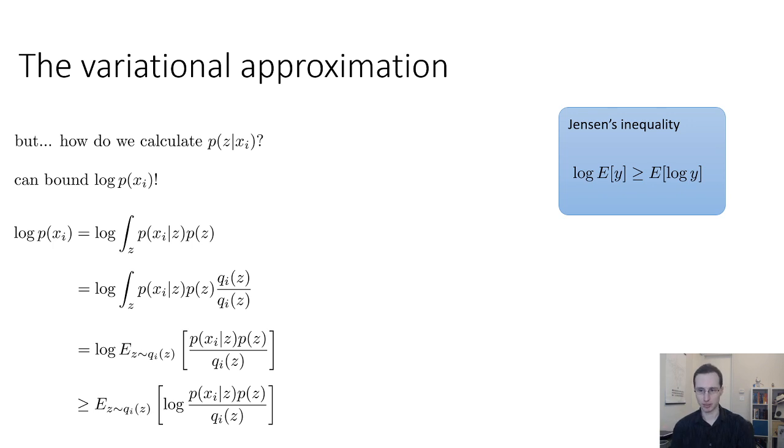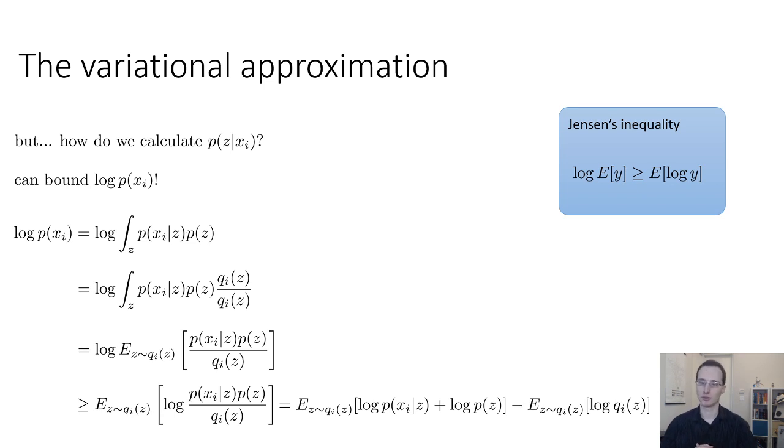So now we'll do a little bit of algebra to turn this last line into something that we can actually optimize with gradient descent. First we're going to apply the very useful identity that says that the logarithm of a product is equal to a sum of logarithms. So since we have a logarithm of p of xi given z times p of z divided by qi of z, that is equal to the logarithm of p of xi given z plus the logarithm of p of z minus the logarithm of qi of z. And I've specifically broken out the expectation, so there's one expectation around the positive terms and another expectation around the negative terms. I can always do that by linearity of expectation.